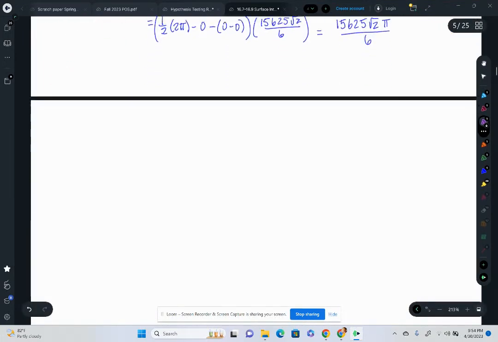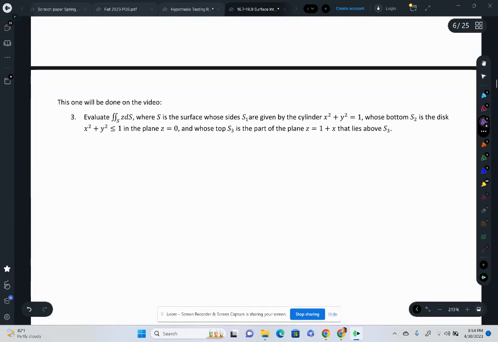Okay, again, I gave 2 pages in case you need extra paper. All right, so this one I'm definitely not doing in class. We're doing this today. All right.